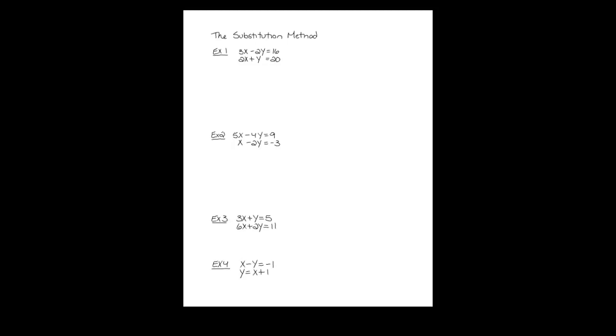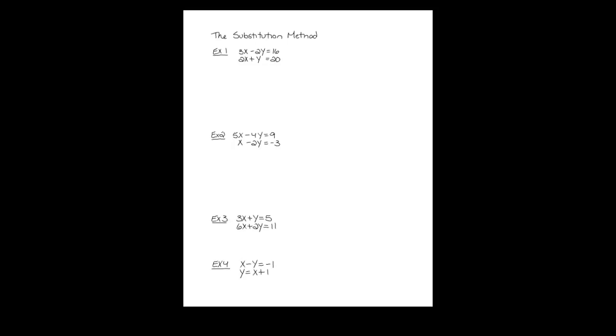In this section, we will be solving a system of linear equations using the substitution method. Now, example 1, we have 3x minus 2y equals 16, 2x plus y equals 20.